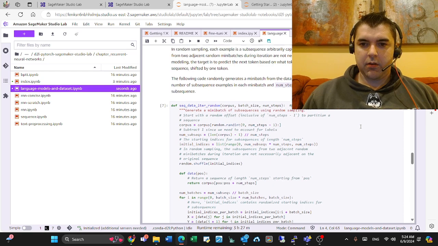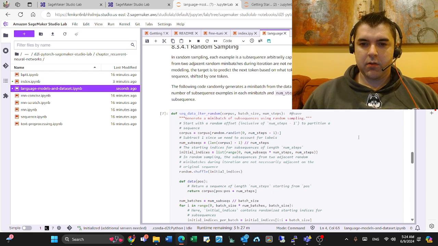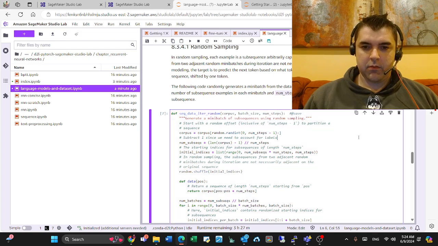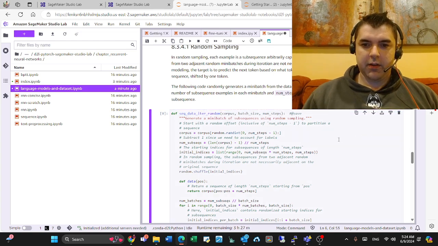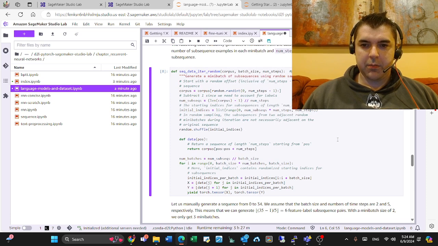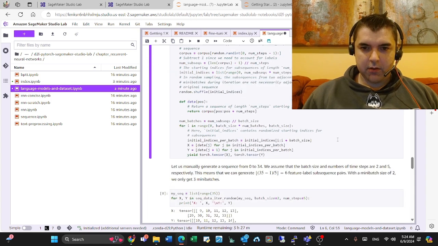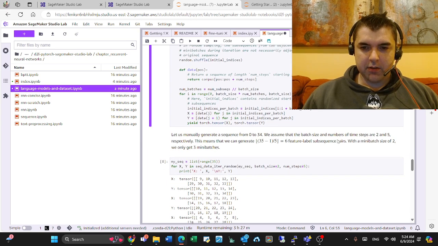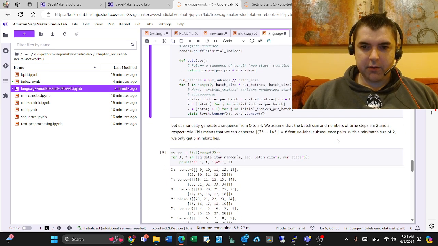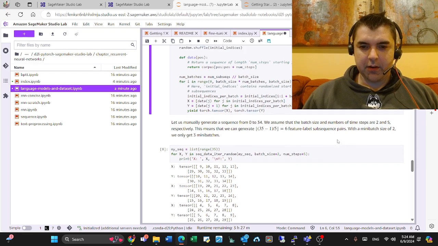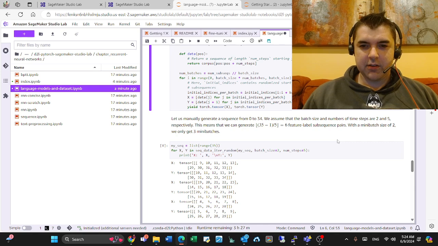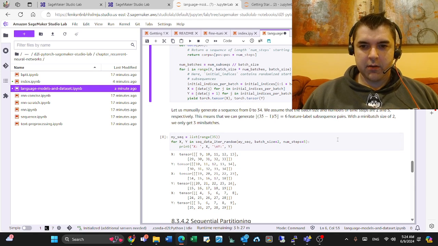Random sampling. Define sequence data iteration random, corpus, batch size, number of steps. Generate a mini batch using random sampling. Data position num batches over batch size. For i in each of the batch sizes, you have initial indices contain randomized sampling for subsequences, and then initial indices per batch.